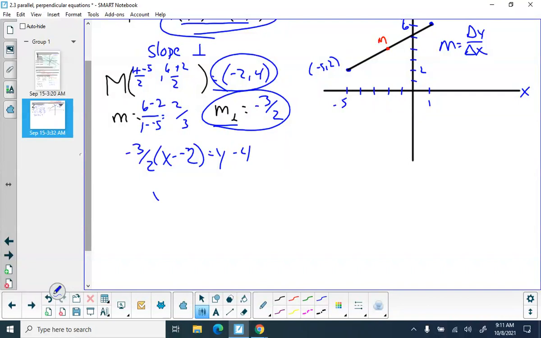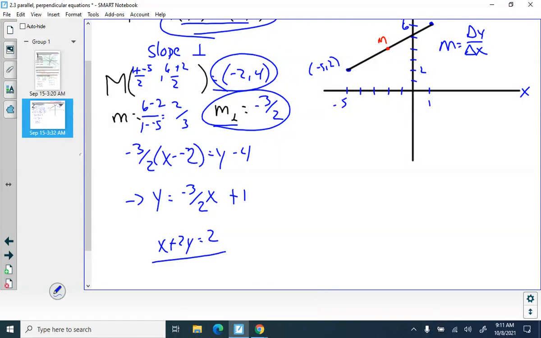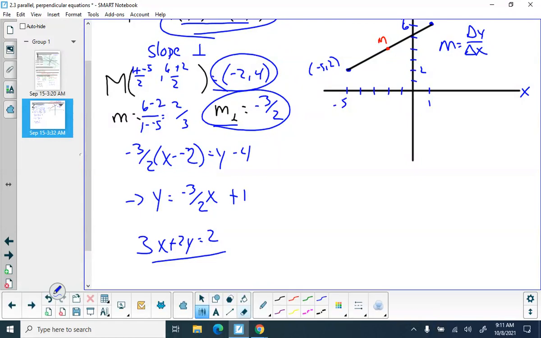Y equals negative 3 divided by 2x. That's it? Plus what? Plus 1. If you put it in slope intercept, or if you take it into ax plus by equals c, we would have 3x plus 2y is equal to a value of 2, I think. Is that correct? Okay, once again, I will accept either of the solutions: 3x plus 2y equals 2, or y equals negative 3/2x plus 1. Either way is a correct solution.